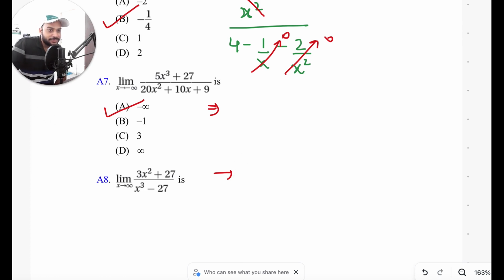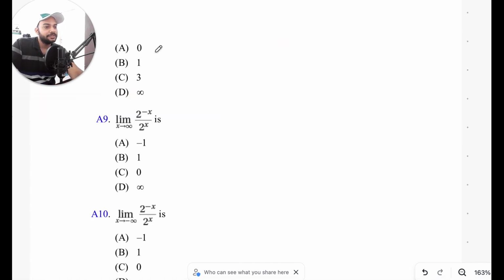So let's see the options. We haven't seen the options yet for this question. So we have a 0 here in the options, and that is the correct answer, because the degree of the polynomial in the denominator is greater and it's going to infinity.